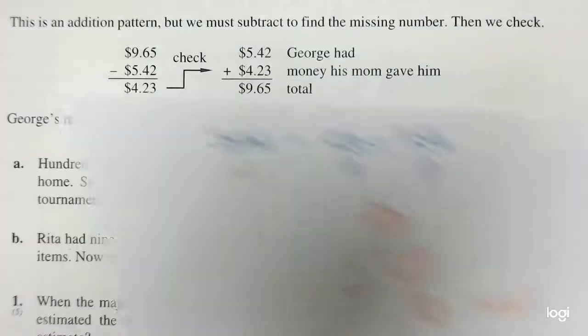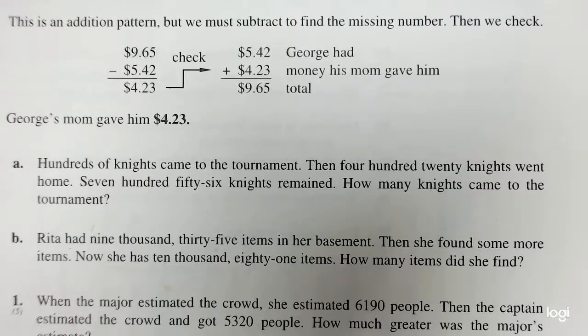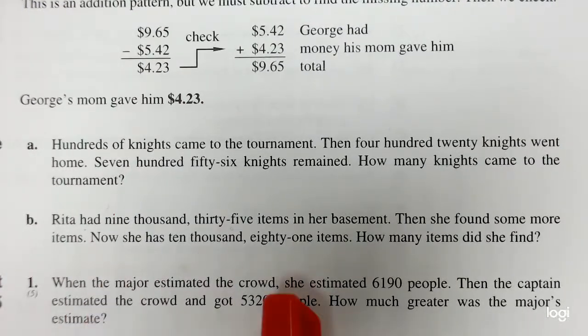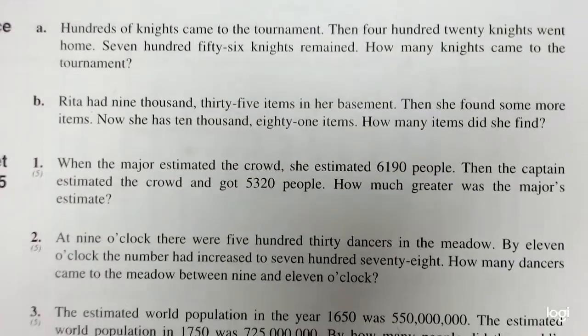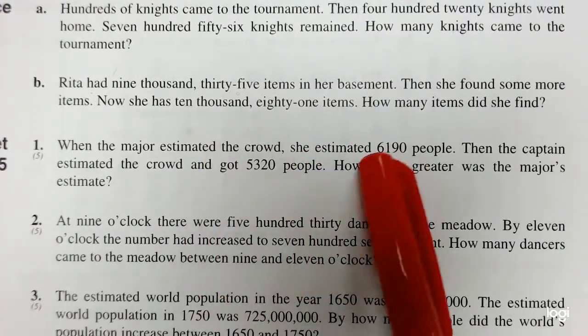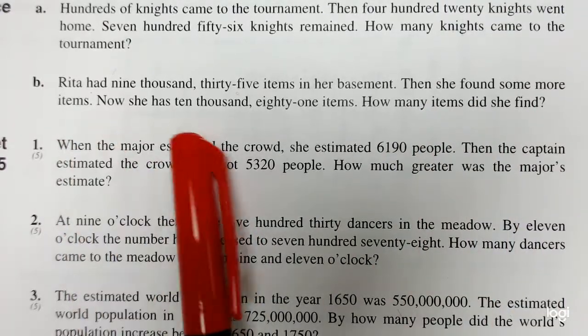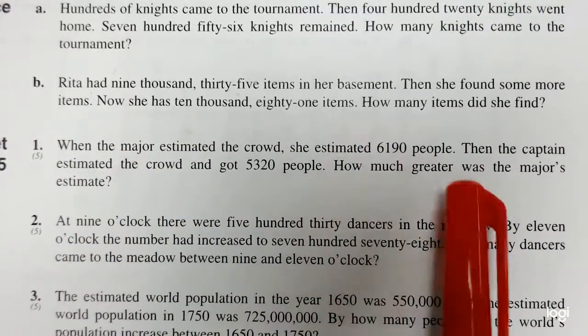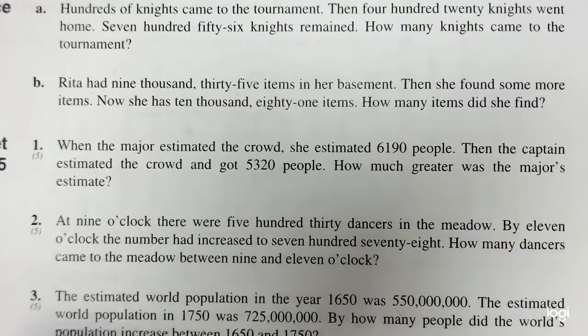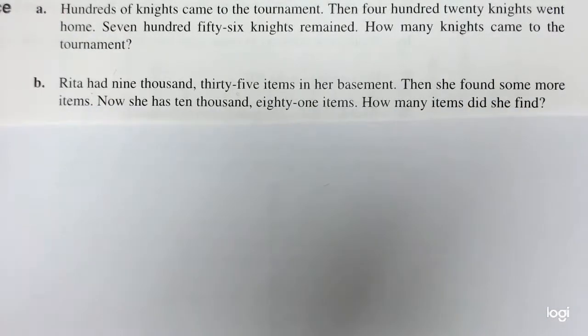Let's go on to the next problem. All right, the next problem says, Rita had 9,035 items in her basement. Rita sounds like she might be a hoarder. Then she found some more items. Now she has 10,081 items. How many did she find? So let's follow the same pattern we did on the last one. Let's take it one sentence at a time, and then we'll put down the numbers we have. If we run into a number we're missing, we'll just write down the word sum, and we'll try to logically conclude whether we're adding or subtracting.